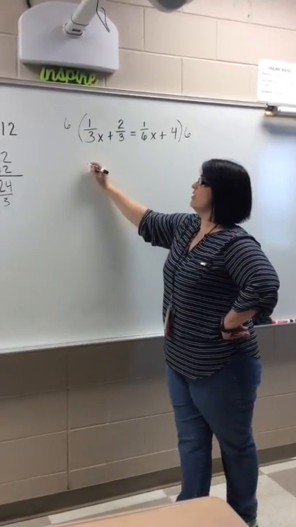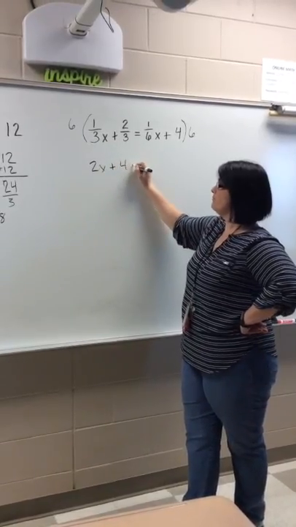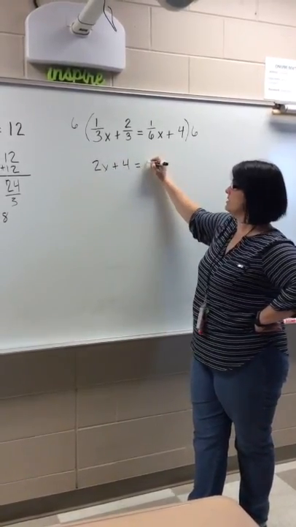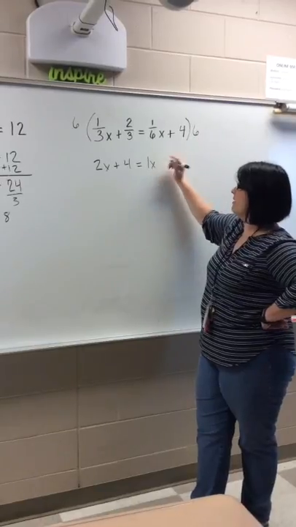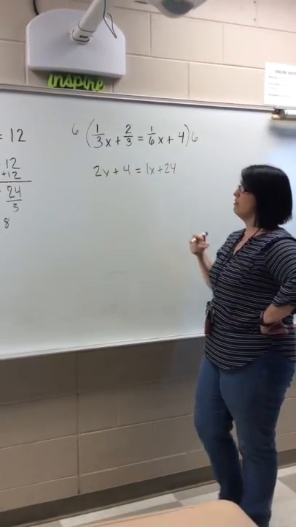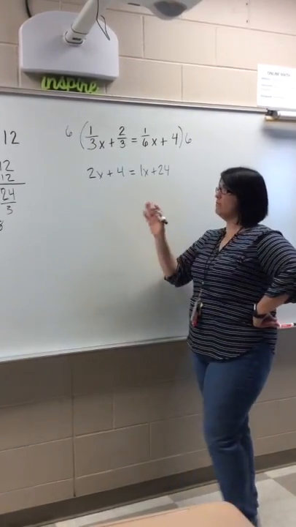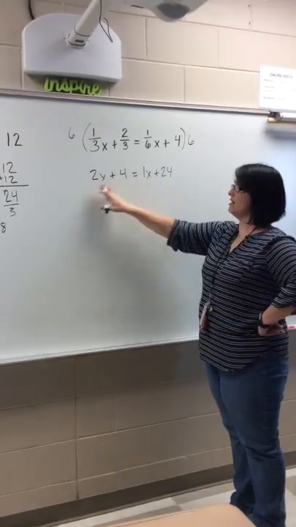So 6 times 1/3 is 2, and 6 times 2/3 is 4. 6 times 1/6 is 1x, and 6 times a positive 4 is 24. So that kind of makes it nice that the fractions are no longer there, and that we just have whole numbers. Now we solve it just like the first equation, where we get x on both sides.